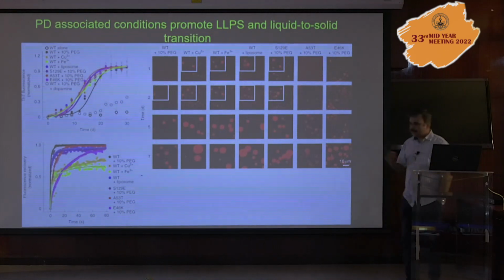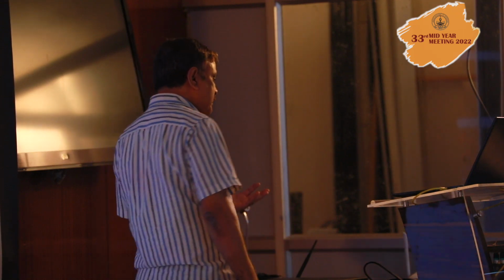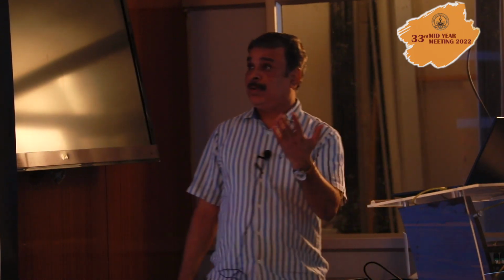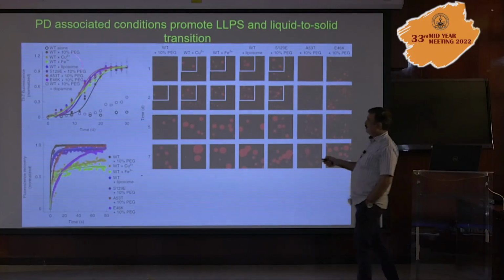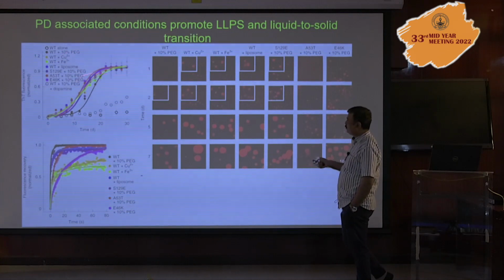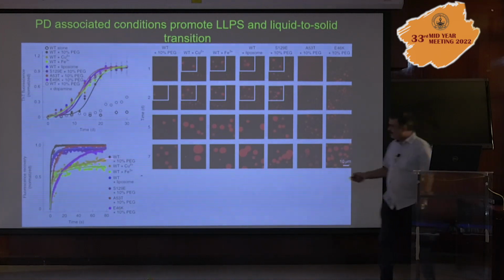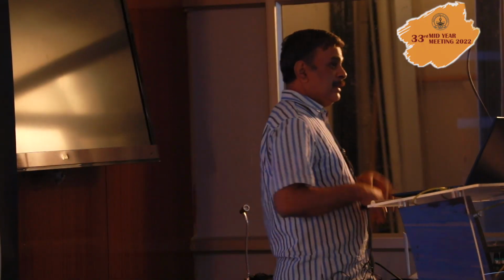So then we asked the question: how is this liquid-liquid phase separation relevant to Parkinson's disease associated conditions, or solidification, or amyloid formation? So what we did, we tested different conditions like exposure to different metal ions, liposomes, as well as disease-associated mutations. We have seen that all these conditions that promote protein aggregation indeed promote liquid-liquid phase separation. And when we did the FRAP analysis, we observed they are not only promoting liquid-liquid phase separation, they are promoting the liquid to solid transition as well.